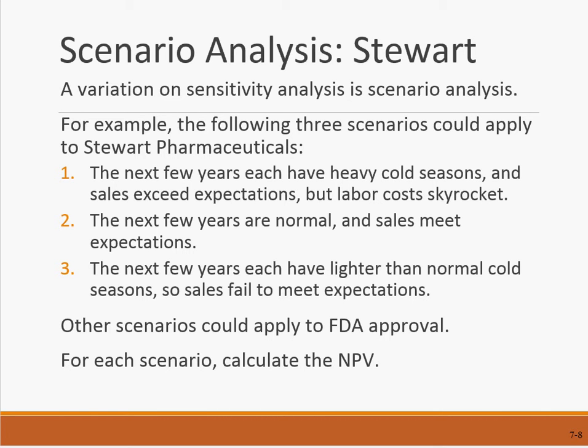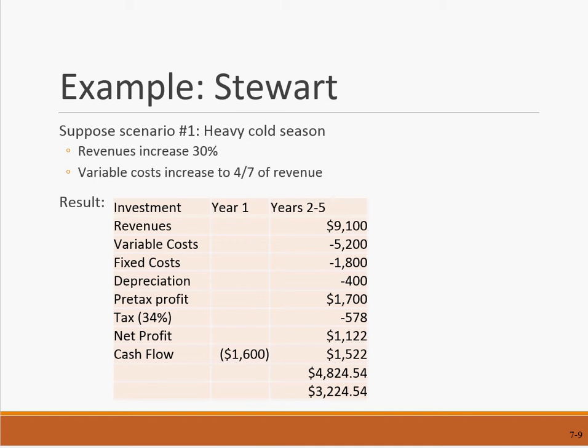Or maybe the cold season is light, and so we don't really get any additional productivity because people are just fine, but now our sales are low. So there's different ones we could do. So the example we'll do is the heavy cold season one. So we'll say revenues increase 30%. So we have significantly more revenue than we were expecting. Lots of demand for our product. But because of the difficulty of maintaining an able-bodied workforce, our variable costs will increase to 4/7.